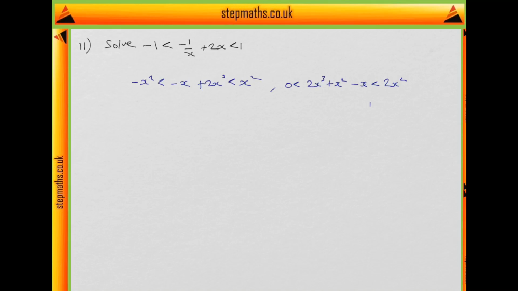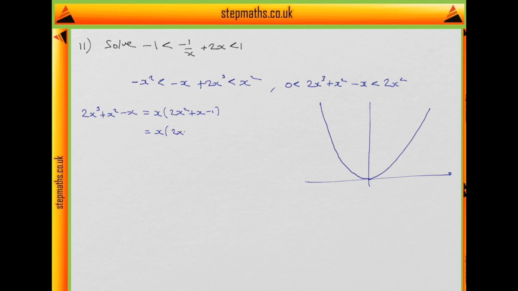Right, so let's sketch that down here. 2x squared is going to look something like this. It's going to be a bit steeper than our normal x squared curve, but it's still going to flatten out at 0 and like that. So how do we sketch 2x cubed plus x squared minus x? Well, we're going to have to factorize it. We can take an x out of that to give us x times 2x squared plus x minus 1, and that is equal to x times 2x minus 1 times x plus 1.